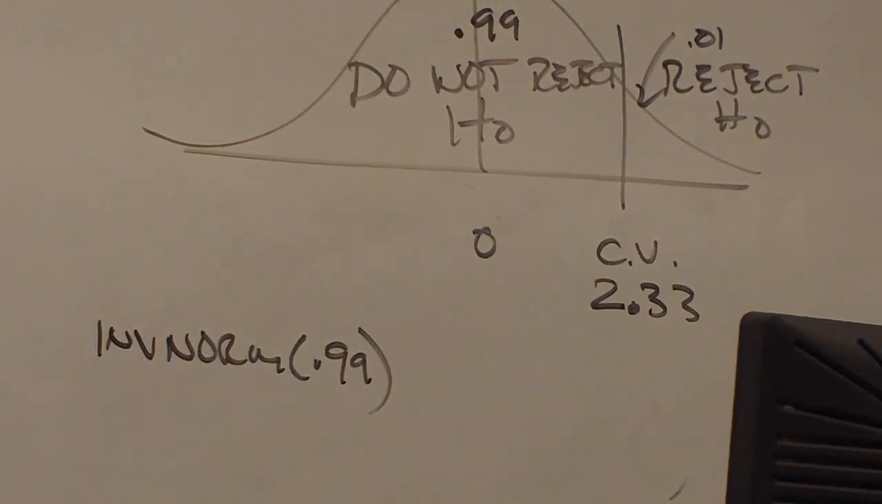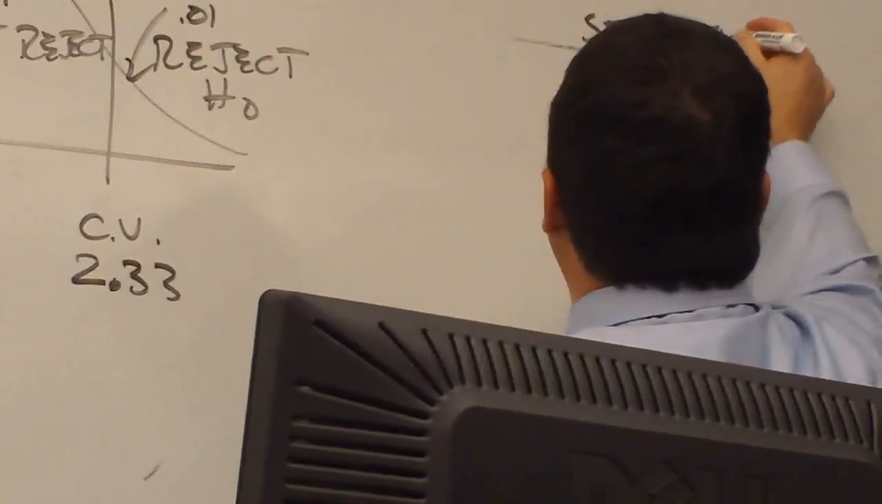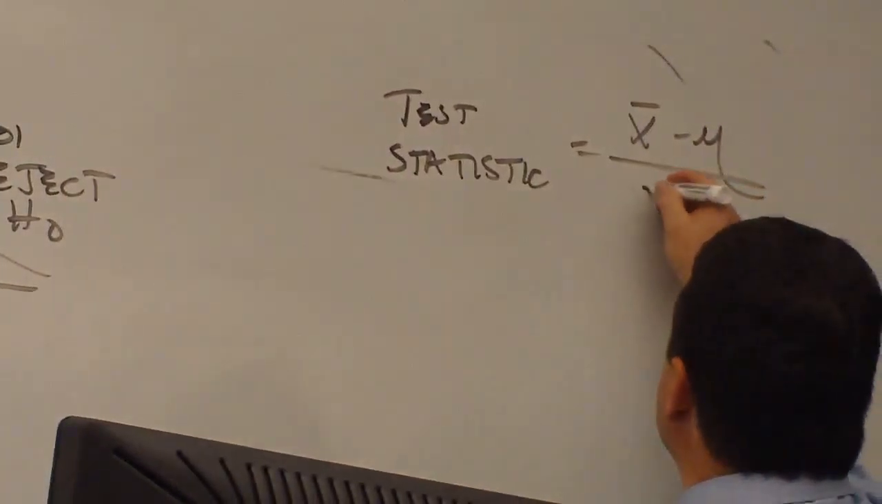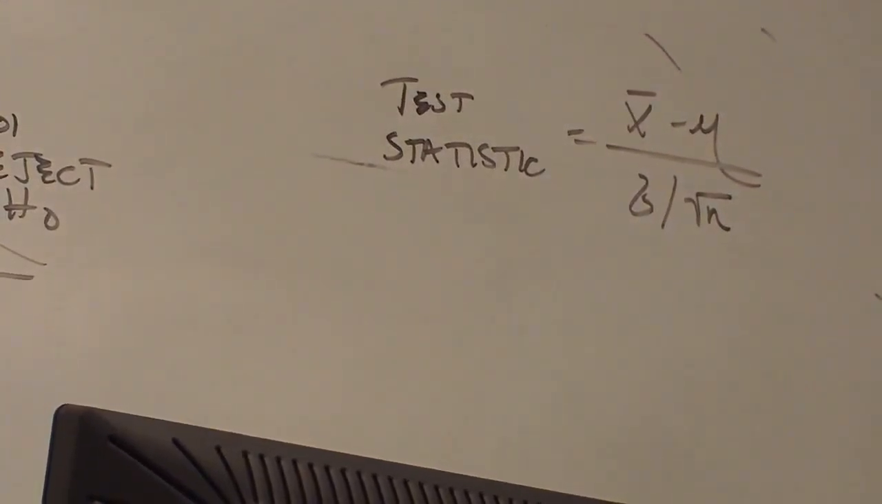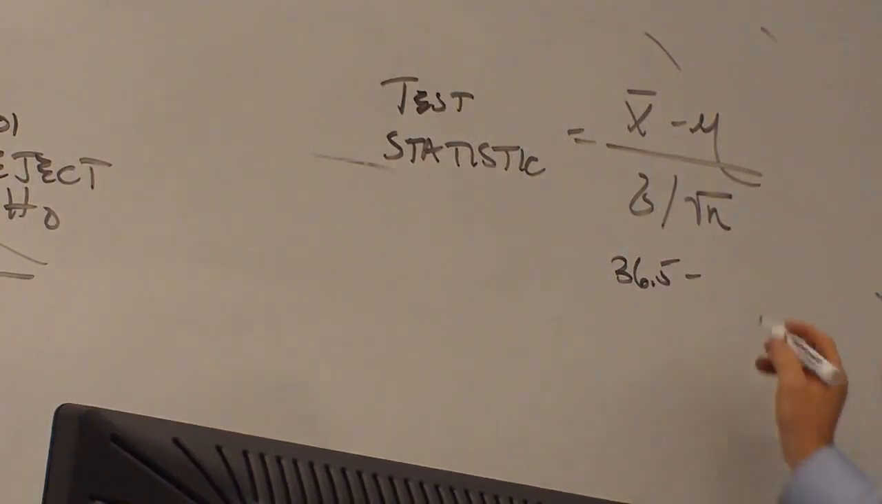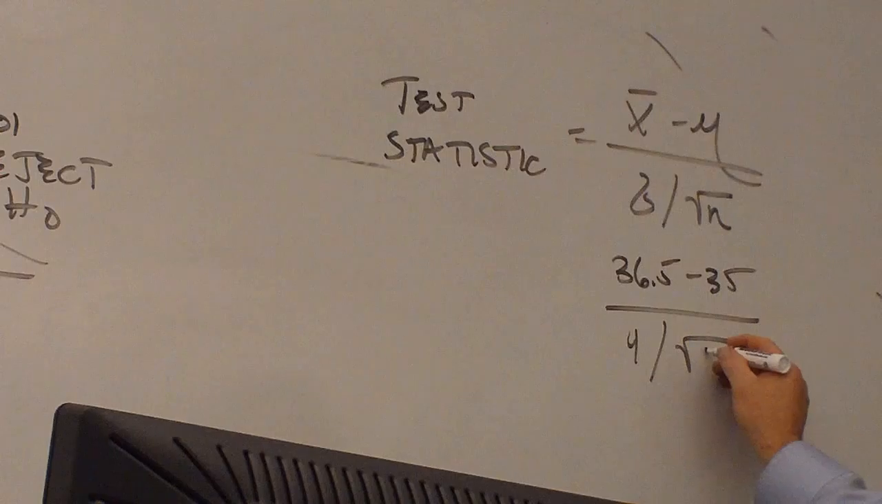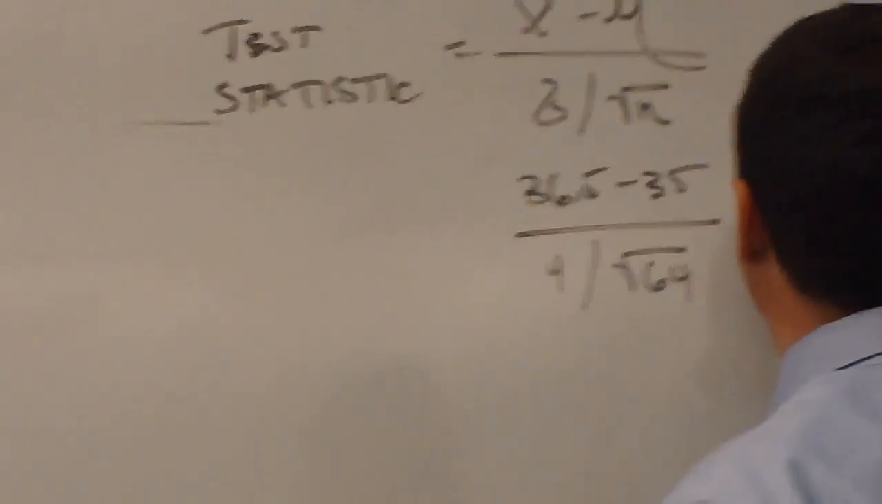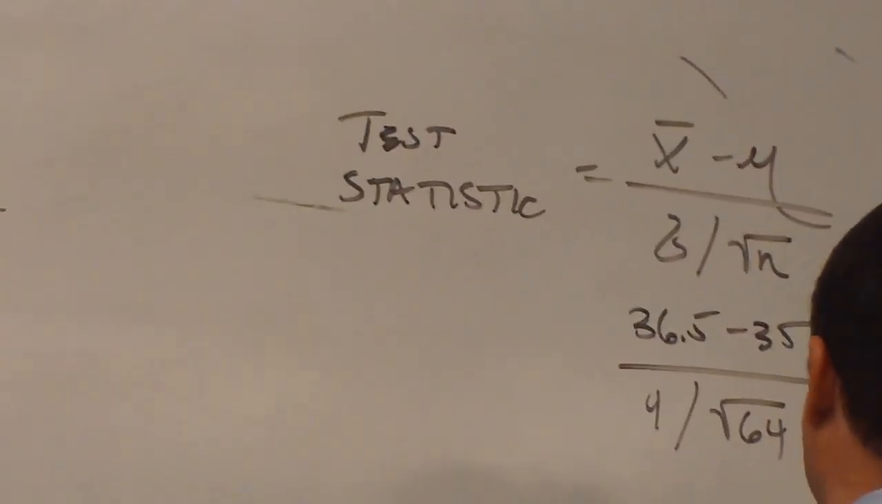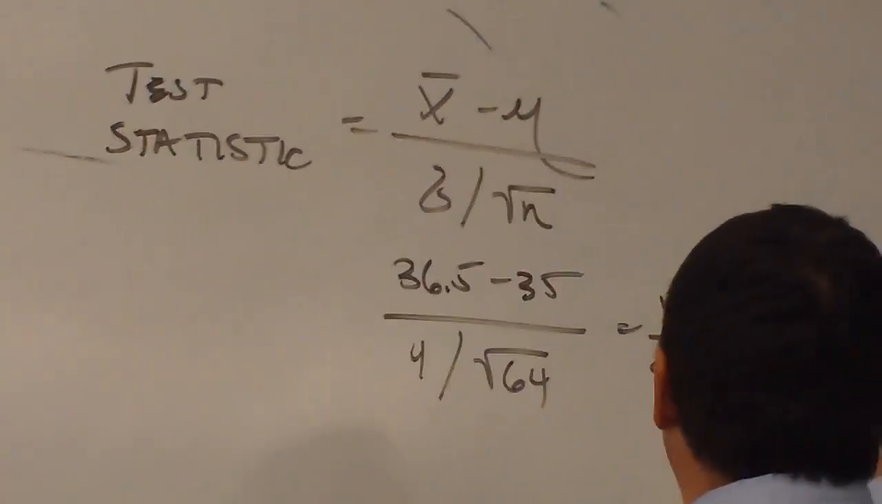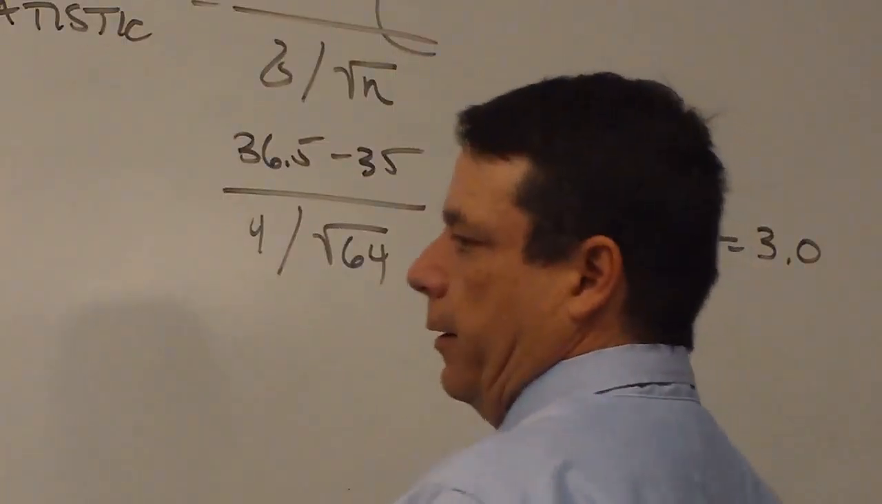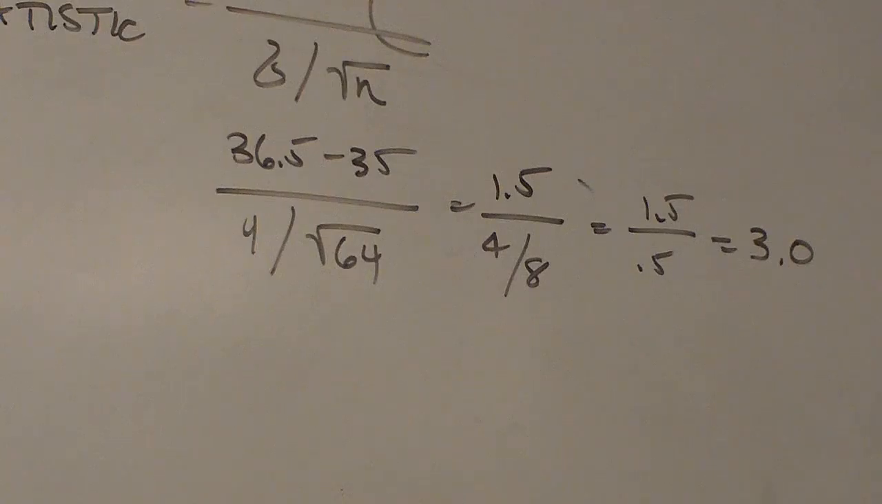So now I compute my test statistic and compare. My test statistic is the average that I found minus what I believe the mean to be, divided by the standard deviation over the square root of n. In this case, the average is 36.5, the mean is 35, the standard deviation is 4, and n is 64. So 36.5 minus 35 is 1.5. 4 divided by the square root of 64, which is 8, is 0.5. So 1.5 divided by 0.5 is 3. My test statistic is 3.